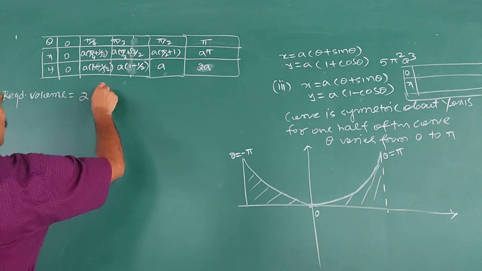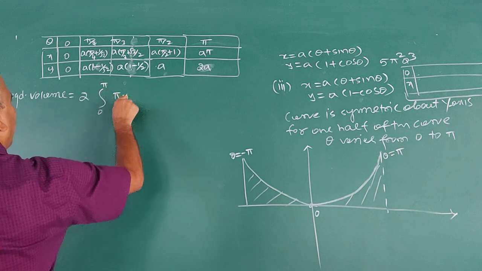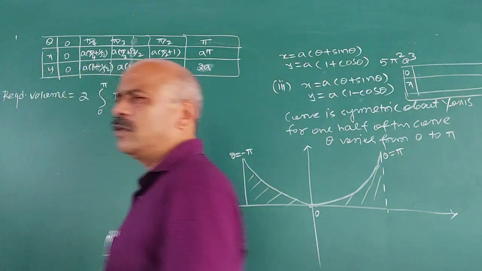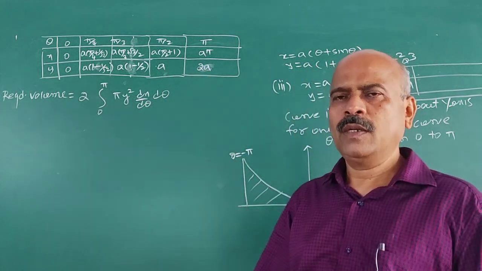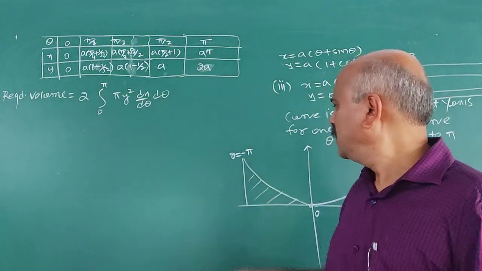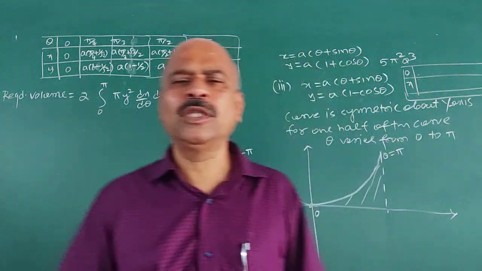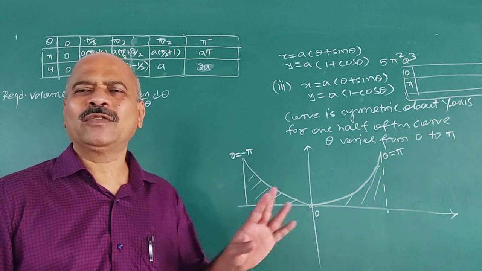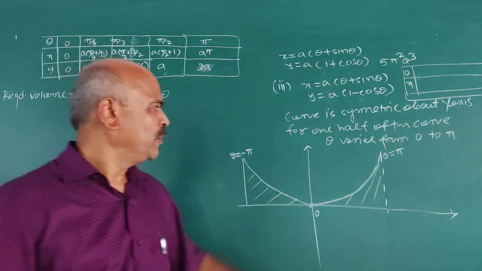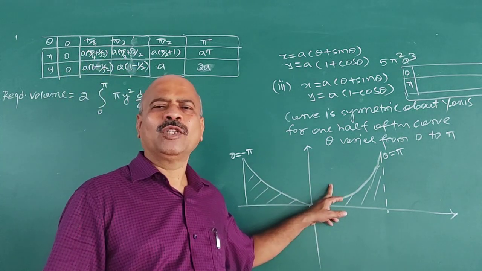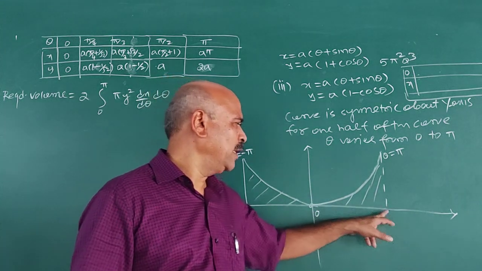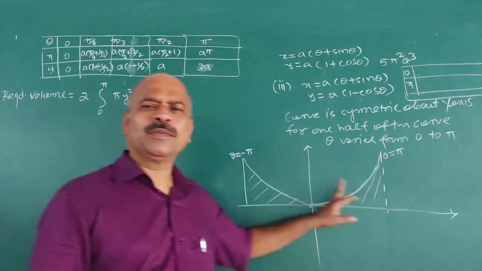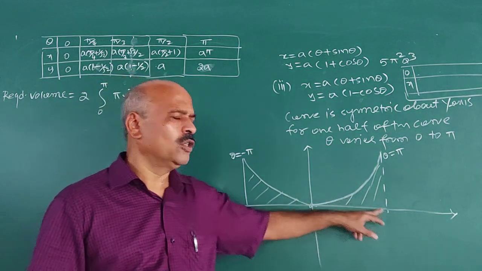2 into integral 0 to pi of y square dx by d theta, with respect to theta. Understand how that branch, one arc of the cycloid, looks, because that plays a very important role here. If you know this branch, one arc of the curve, then you can understand what the limit is, 0 to pi. Because of symmetry, 2 into 0 to pi.